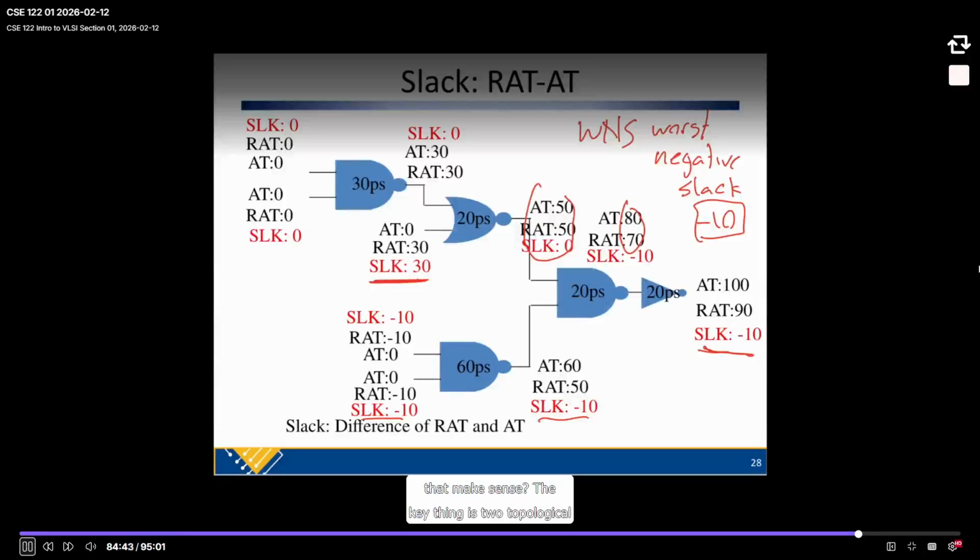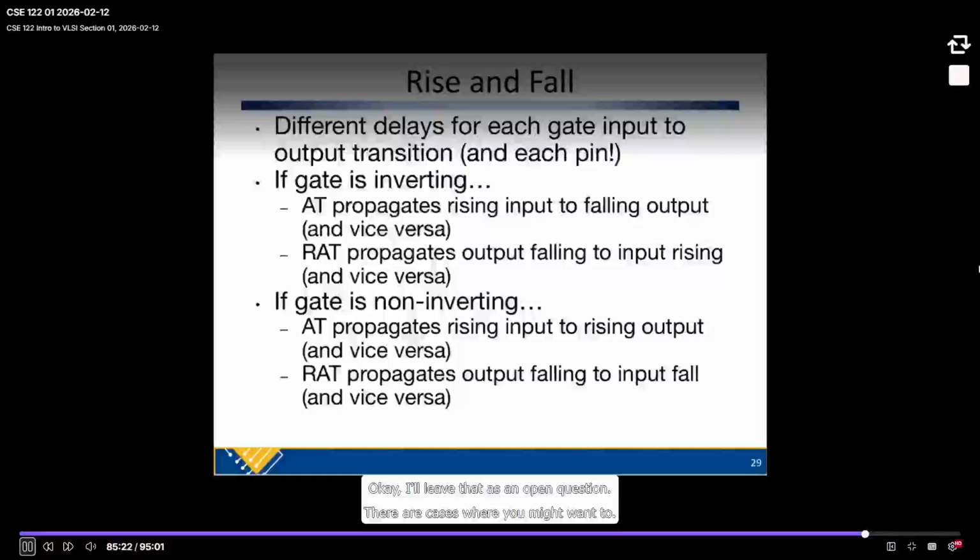Does that make sense? The key thing is 2 topological traversals, and then I know all my critical paths and how critical they are. That's why it's block-based timing, because you do those 2 passes, whereas some people mention path-based timing. That's where you have to do some sort of a depth-first search of this to try to enumerate the critical path by branching on paths that are the worst. Now, why would you maybe want to do path-based timing? Well, I'll get to that in a minute. Okay, I'll leave that as an open question. There are cases where you might want to.